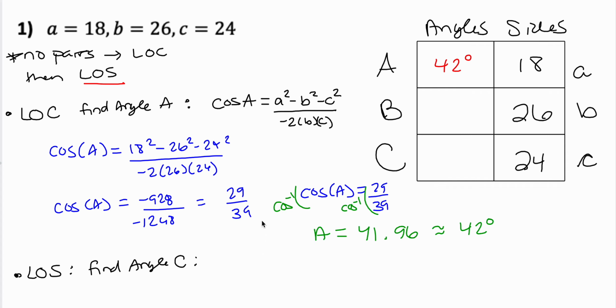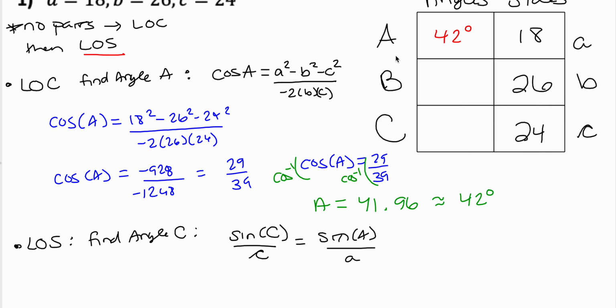So in order to do law of sines to find an angle, we do sine of big C over little c will equal to sine of, so we have A and A, we're going to use sine of big A over little a. So to do this math, sine of big C over little c, which is 24, is equal to sine of big A, which we just found was 42, over little a, which is 18.